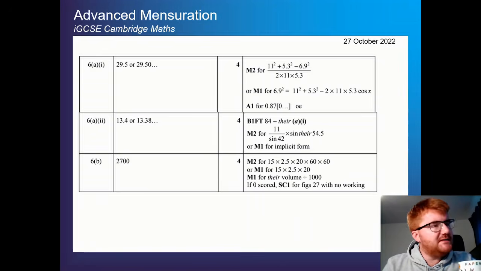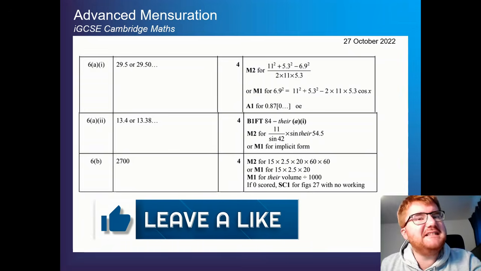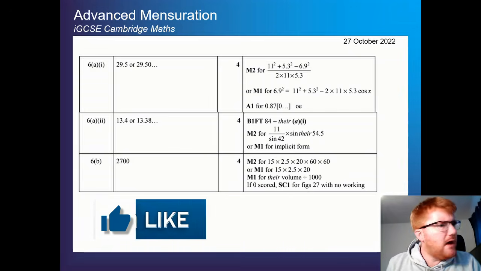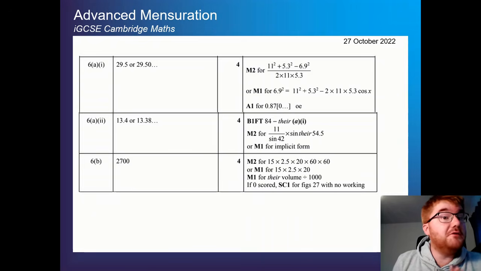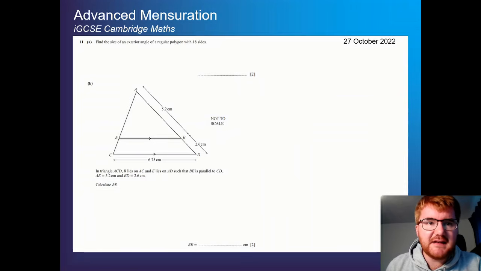Again, we've done a nice mixture here of sine rule and cosine rule with this kind of depth question that is also coming up more and more often on these more advanced mensuration questions. Right, and on to the next question here.